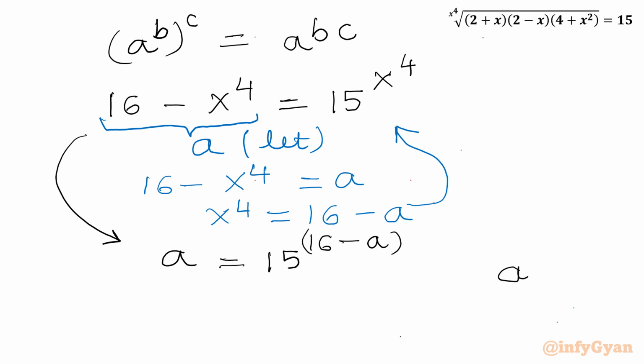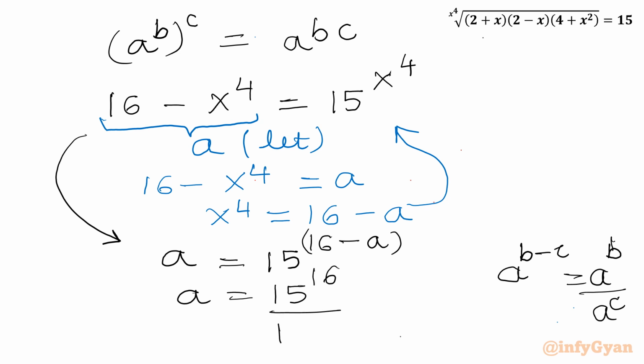Now one exponent property, a to the power b minus c, anytime we can write a to the power b divided by a to the power c. So I can write a equal to 15 to the power 16 divided by 15 to the power a. Now I will cross multiply. So a times 15 to the power a is equal to 15 to the power 16, as 15 to the power a can't be 0.